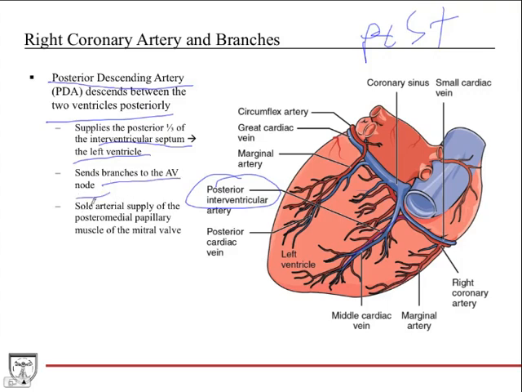And then what's important to know, like we were talking about, is that it's the sole arterial supply to that posterior medial papillary muscle of the mitral valve. So a blockage in the right coronary artery or in the posterior descending artery can actually affect that papillary muscle and even lead to mitral valve dysfunction. And that's a very high yield concept for the board exam.